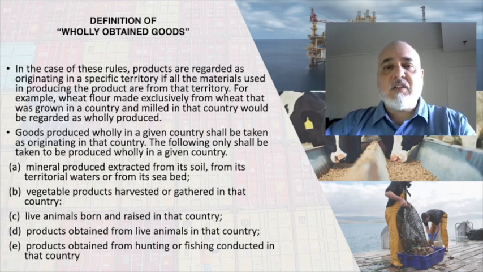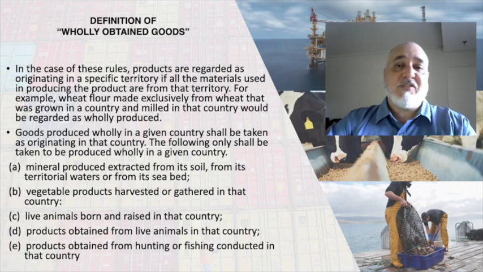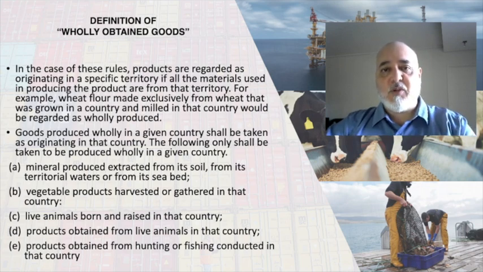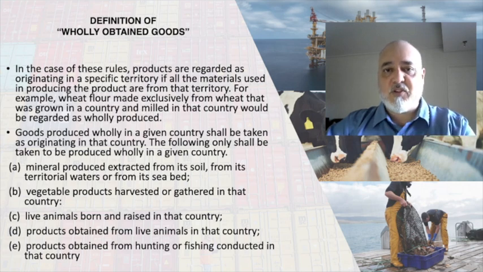Well, we have learned that wholly obtained goods are products that are produced or obtained in a single country with no imported component. These goods are relatively easy to establish their country of origin, and proof that they were produced or obtained in the preferential trade partner is sufficient. Now let's delve into the specific types of goods that fall under the category of wholly obtained.